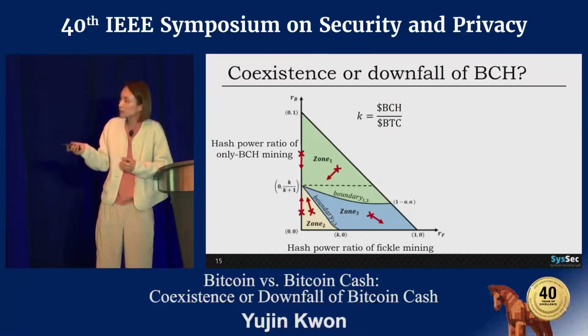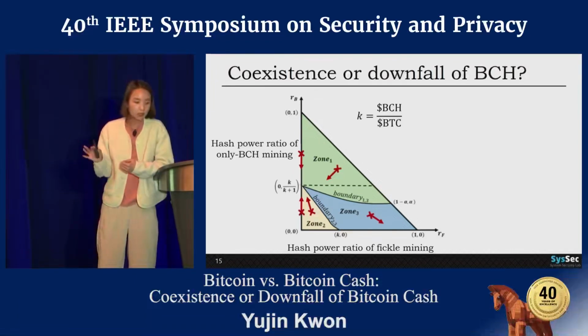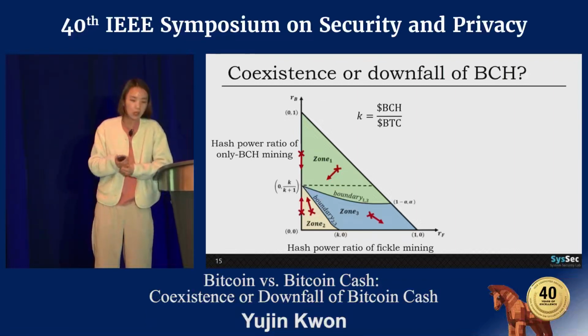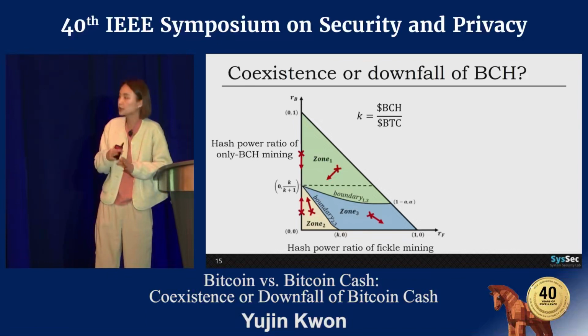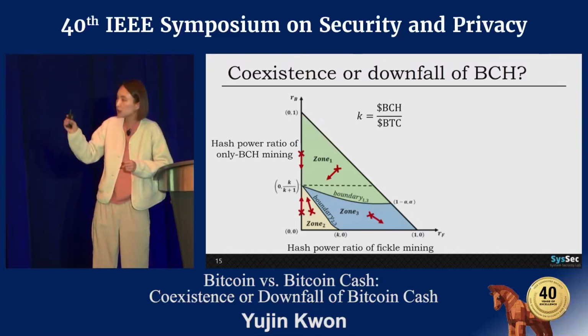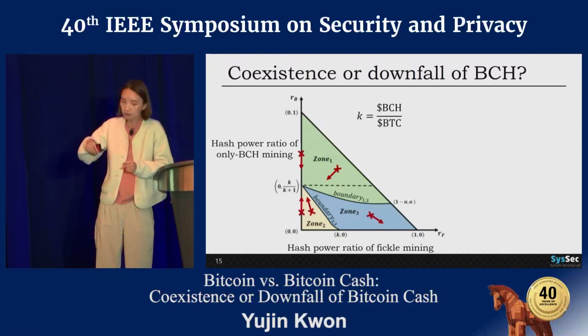This triangle figure represents the state, where the x-axis represents the hash power ratio of only Bitcoin mining, and the y-axis represents the hash power ratio of only BCH mining. Because the sum of the hash power ratios of Bitcoin mining and BCH mining is less than 1, the state should be presented inside the triangle. Moreover, K represents the price ratio between BCH and BTC.